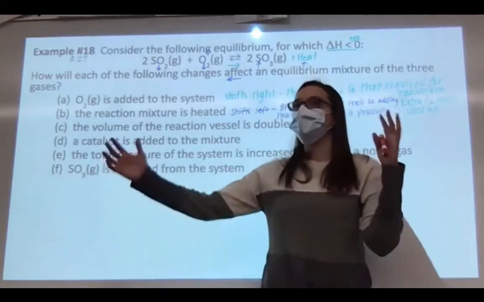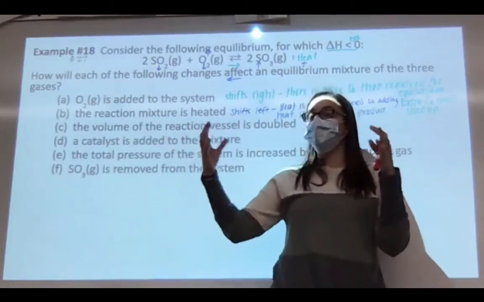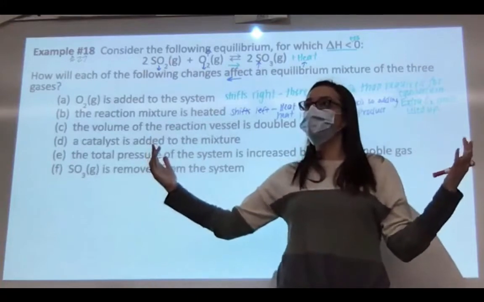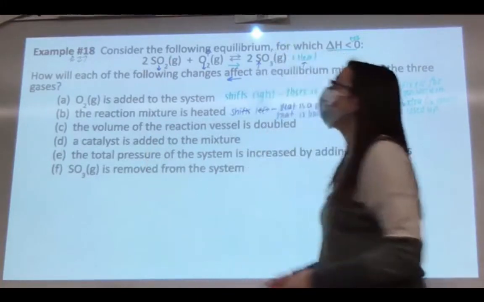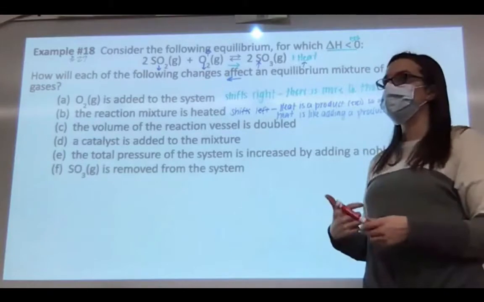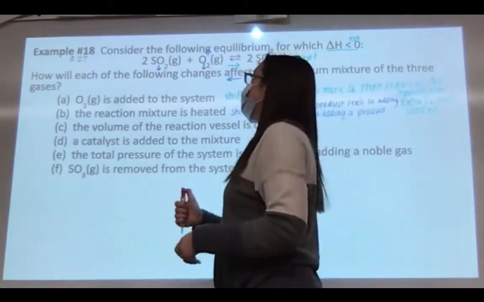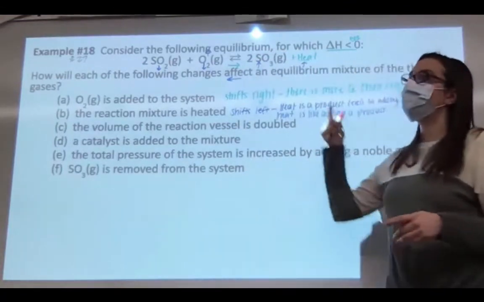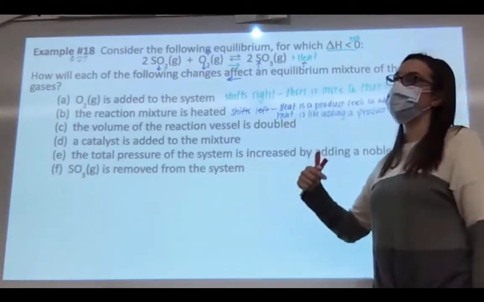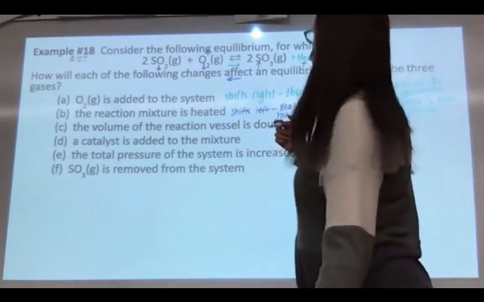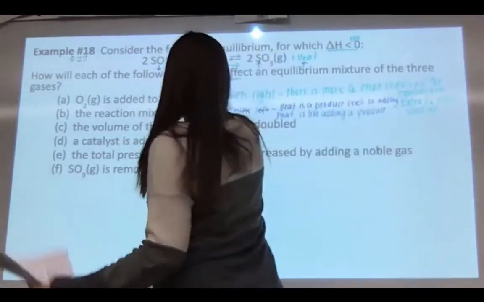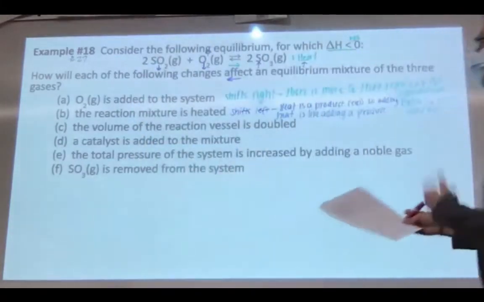Equilibrium, right, wants a certain pressure. So if you're decreasing the pressure, the reaction needs to shift in a way that brings the pressure back up. So if you are decreasing the pressure, it's going to shift to the side that has more moles of gas. So if you look here, you have 3 moles of gas. Here you have 2 moles of gas. So it's going to actually shift left.